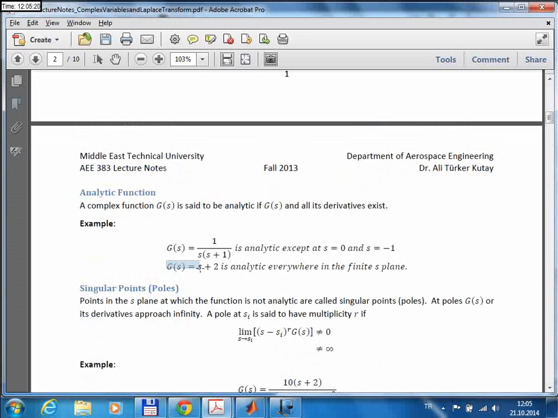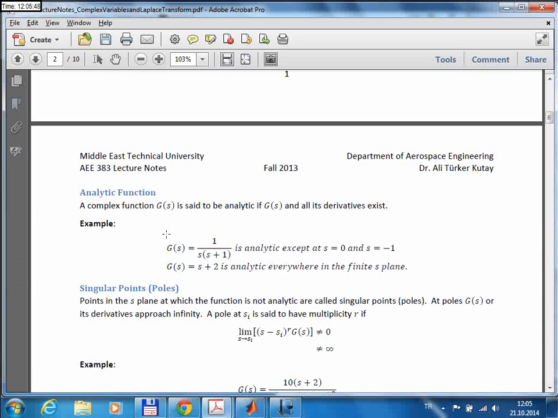So let's take a look at this example. This is an analytic function because the value of the function is finite for every finite s number. If you take the derivatives, the first derivative is going to be 1, and all the higher derivatives will be 0. So none of these values will become infinity as long as s is a finite number itself. So this is an analytic function everywhere in the finite s-plane.